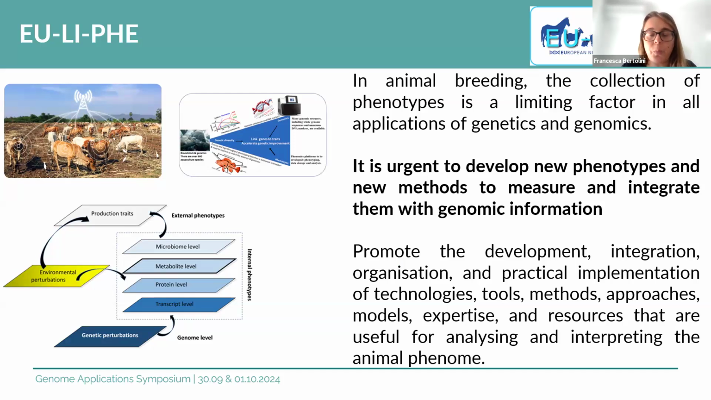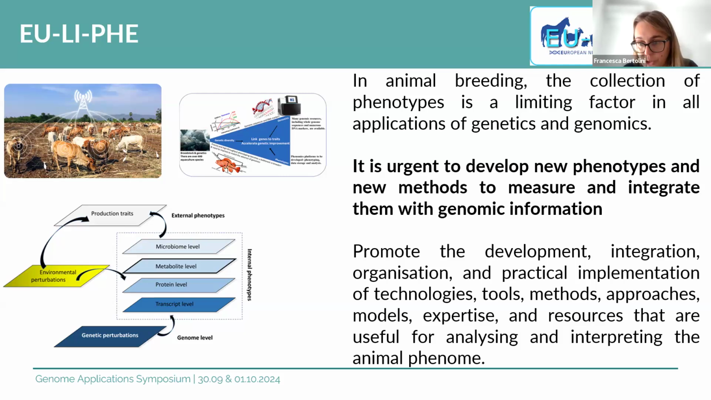Because in animal breeding, I don't say that genomics has done everything. It's not true, but we have a lot of different tools. We also speak about pangenomics and so on. What we are missing are phenotypes. And therefore, to make the best use of genomic technology, we need more phenotypes. And those phenotypes can be internal phenotypes.